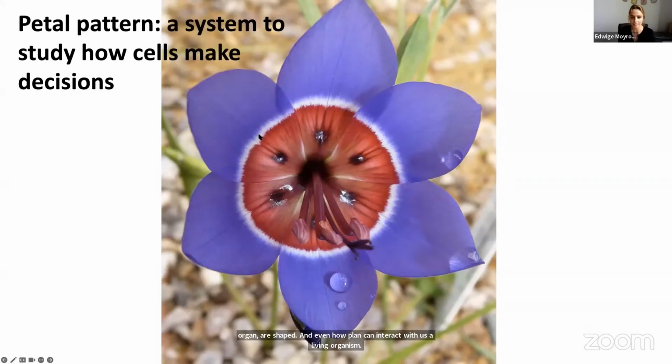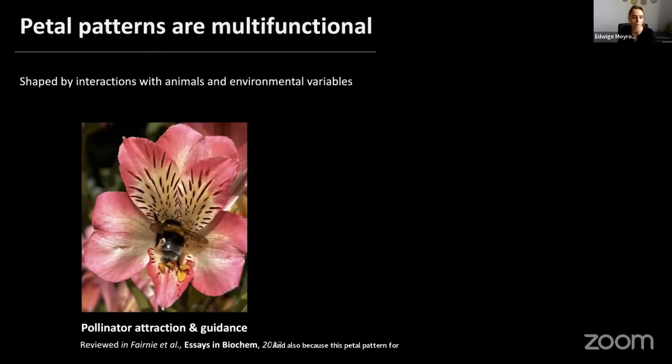And petal patterns really are a fantastic system to study this phenomenon, because the decisions made by cells at the microscopic scale are readily observable on the petal surface. And also because these petal patterns fulfill all sorts of fantastic functions. They are involved, of course, as we've seen in the previous talk, in plant-pollinator interaction, either before landing or after landing, to guide the pollinator to the reward.